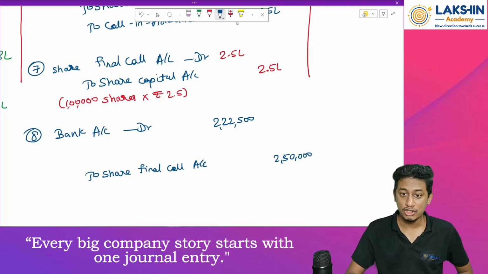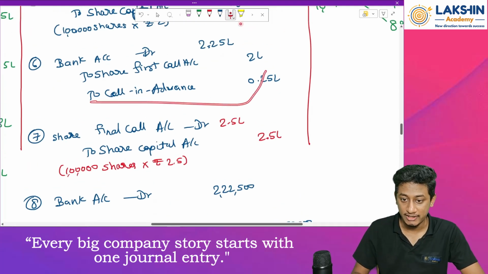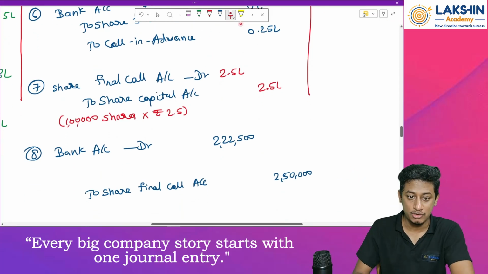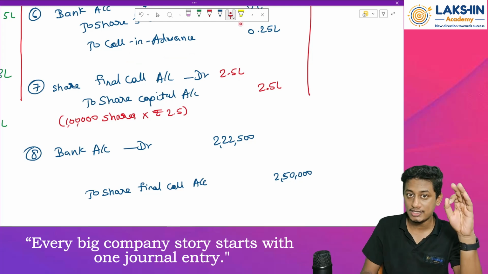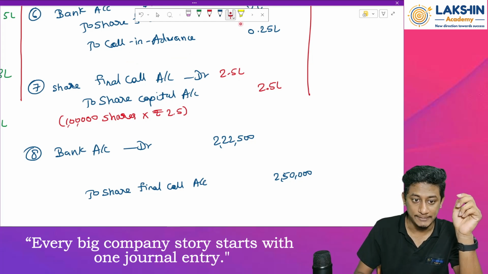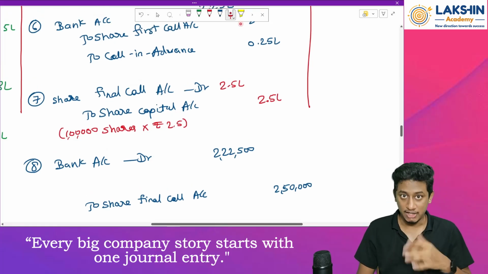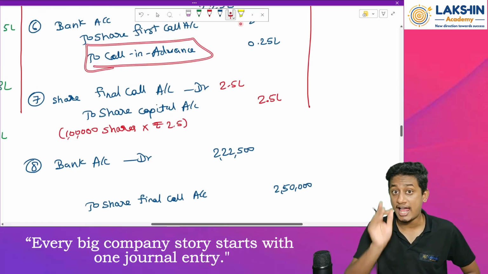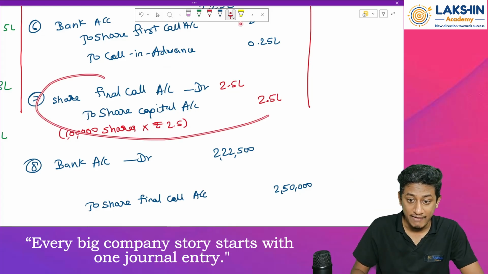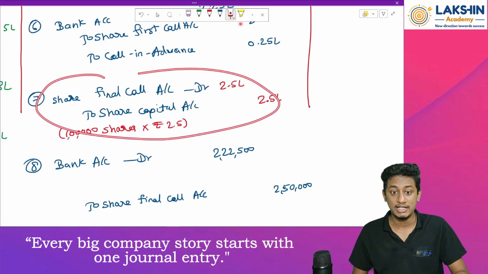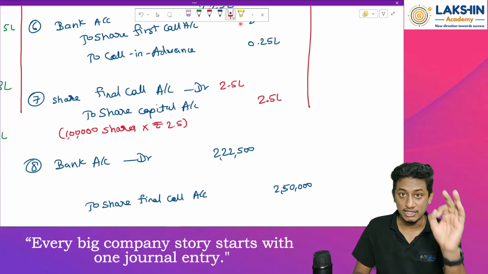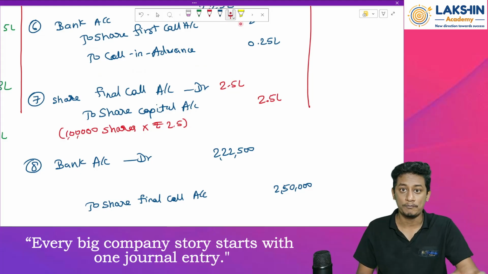No. Why? Because one guy has paid call in advance and one more guy has done call in arrears. He has not paid me only. So first of all, let's deal with call in advance guy. The guy who has paid me 10,000 shares worth on the earlier first call itself. Now I have made the call. Before this it was categorized as a liability. Why? Because I did not ask for the money. But now I have asked for the money. Should it be shown as a liability in my books now? No. So I will clear this liability.